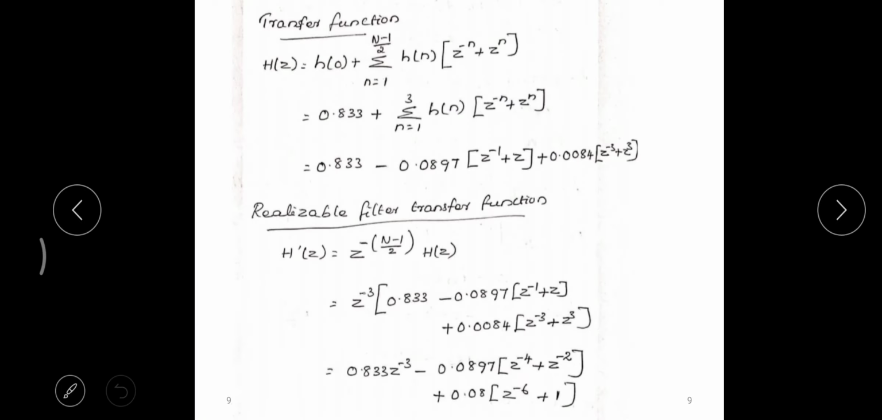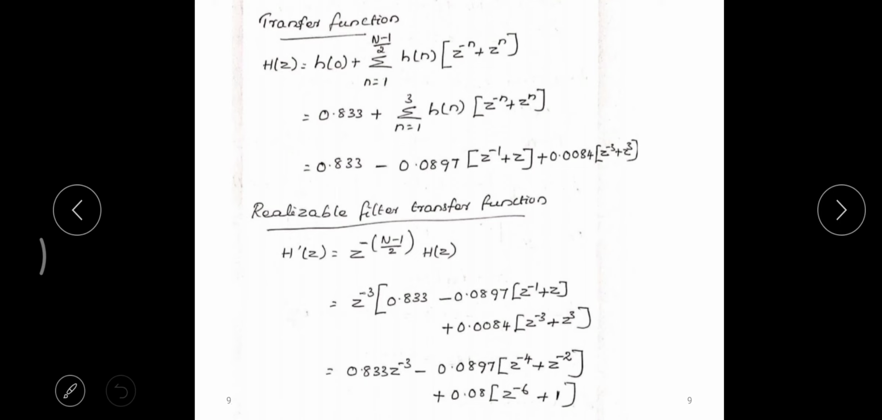Now, take this h of n values and come to the transfer function. H of z is equal to h of 0 plus summation n equal to 1 to (N minus 1) by 2 of h of n times z to the power of minus n plus z to the power of plus n. The range for n is 1 to (N minus 1) by 2. For N equal to 7, (7 minus 1) by 2 is 3. So just expand the summation and substitute the values of h of n, which we found in the previous step. This is the complete H of z.